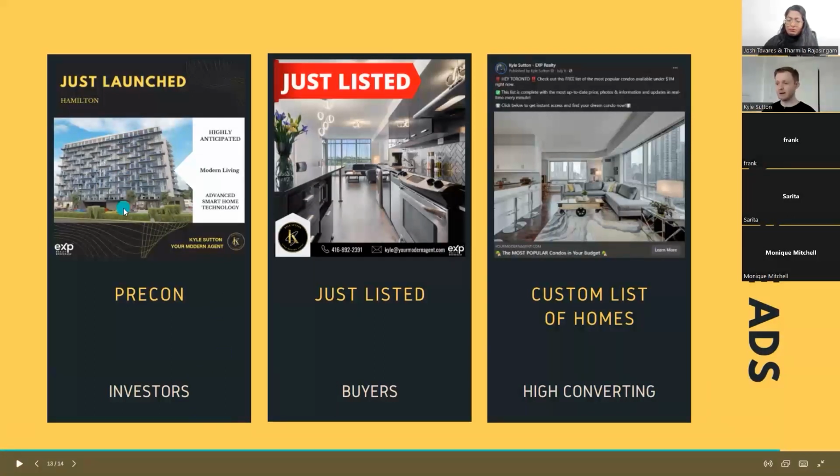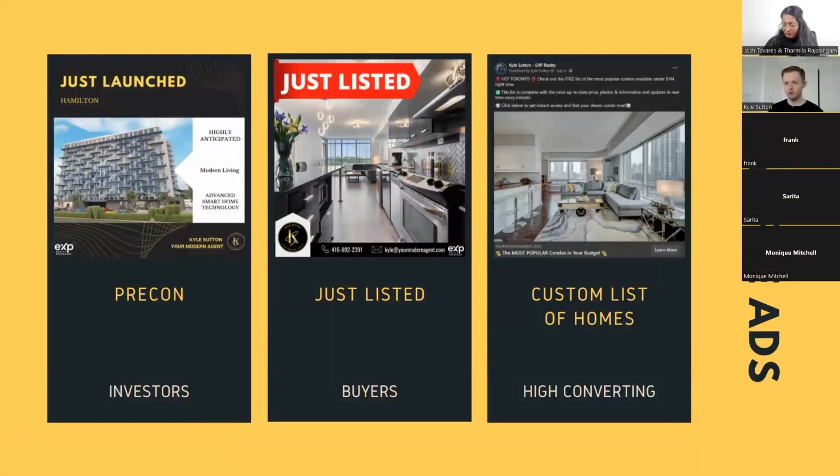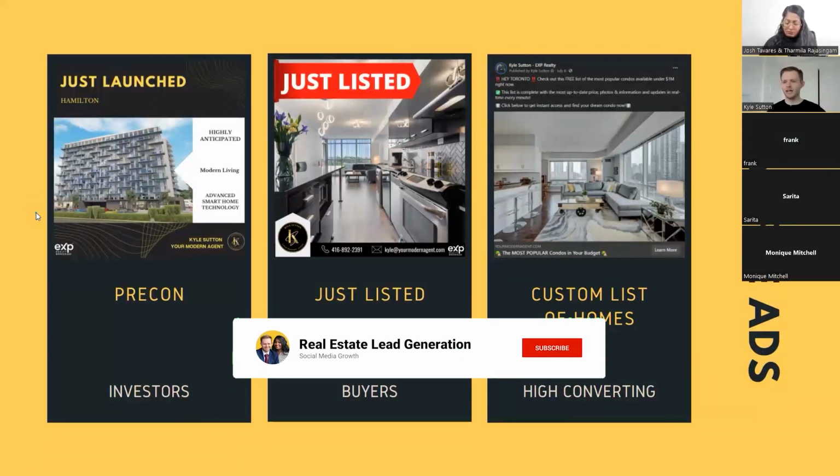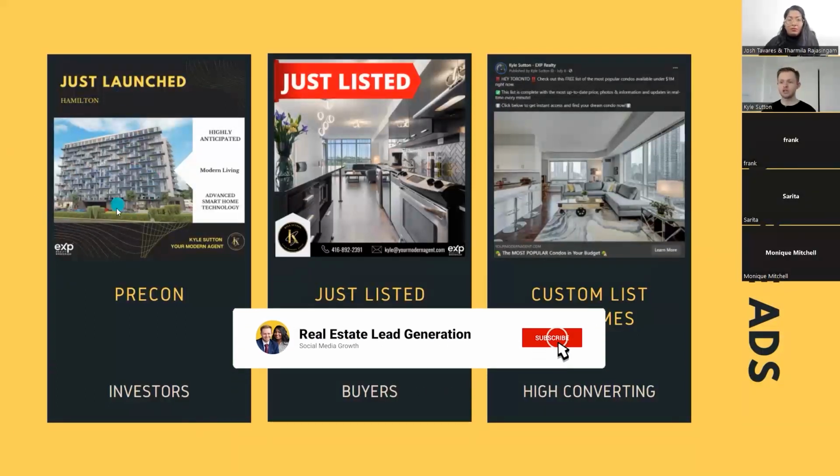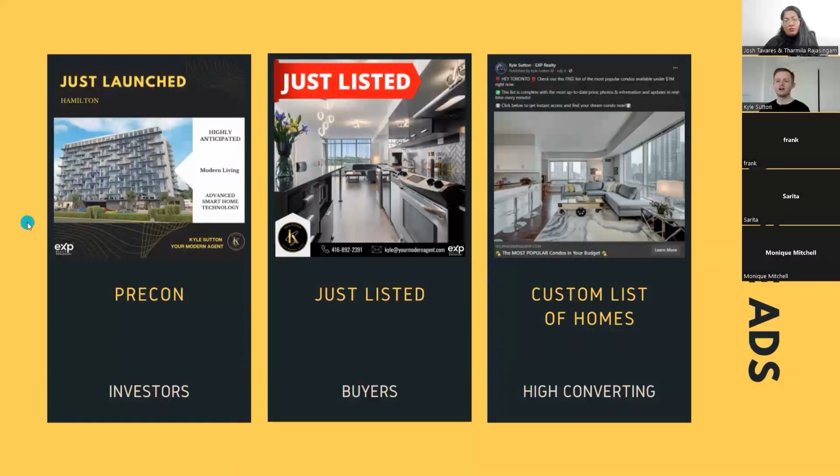This ad performed absolutely incredible because it's giving people something they can't access on their own, which is why I was talking about giving them value. You cannot get access to the pricing, the floor plans, the layouts, the details of this pre-construction condo because it's not available anywhere else. So you have to click the ad.